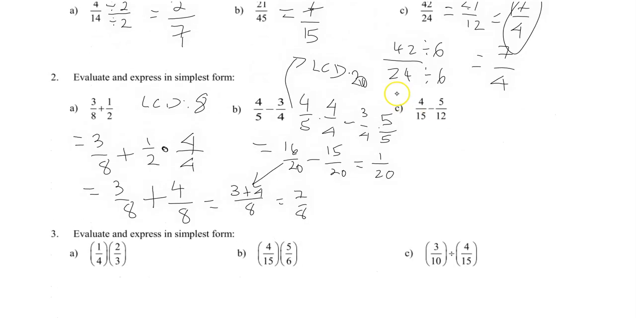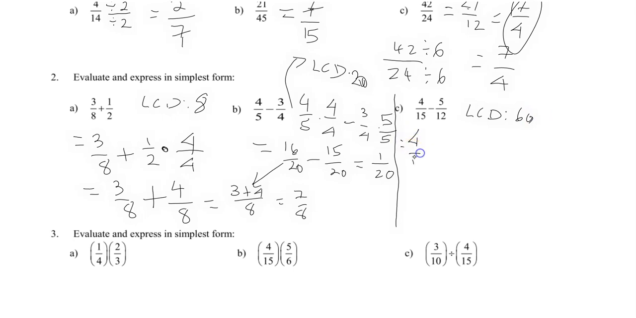What I like to do is take multiples of 15. So 15, does 12 go into 15? No. Okay, what's next? 30. Does 12 go into 30? No. Okay, what's next? 45. Does 12 go into 45? No. What's next? 60. Does 12 go into 60? Yes. So our lowest common denominator is 60.